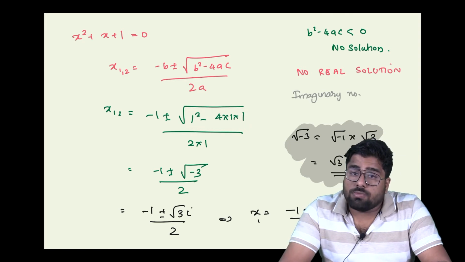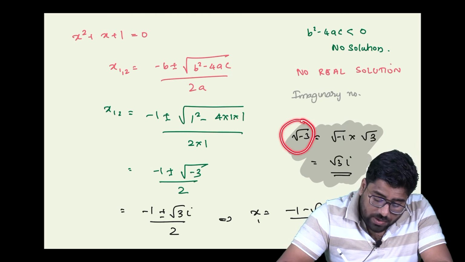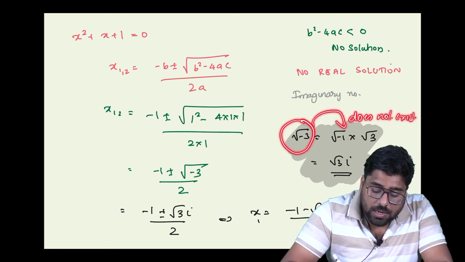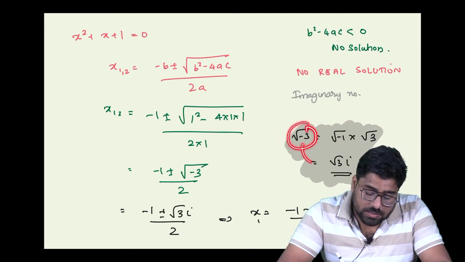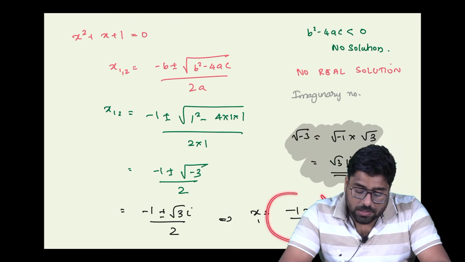I was not able to find out the answer because I was under the impression that the square root of a negative number does not exist. That is not true. We generally use the concept of imaginary numbers to say that the square root of minus 3 is equal to root 3 into i. We use this concept and we ended up with two different answers. So what are the answers to my solution?